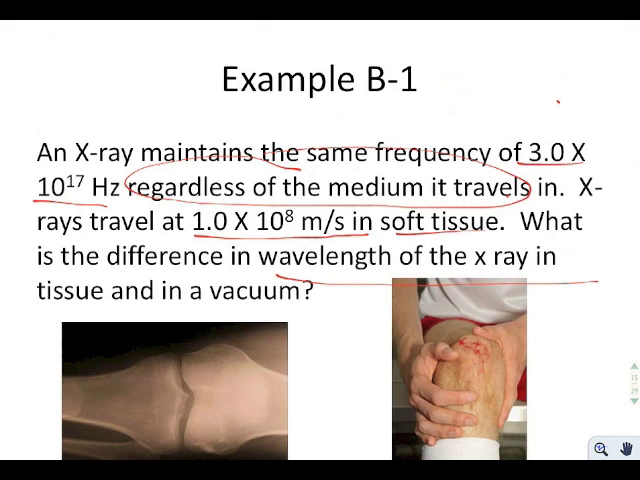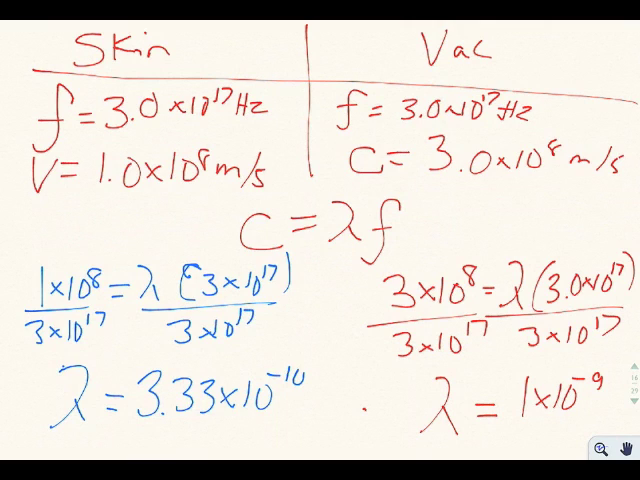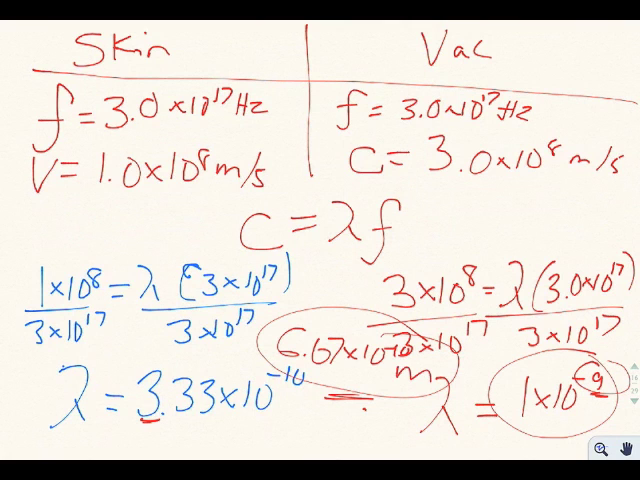What it's actually asking is what is the difference in wavelength? So I would have to take these two and subtract. Realize that 1 times 10 to the negative 9th is the larger number because of the exponent value. A lot of people say 3 is larger than 1, but remember, you always look at the exponent value, not just the numbers in front. So 1 times 10 to the negative 9th minus 3.33 times 10 to the negative 10th gives you something like 6.67 times 10 to the negative 10th. That is your final answer.